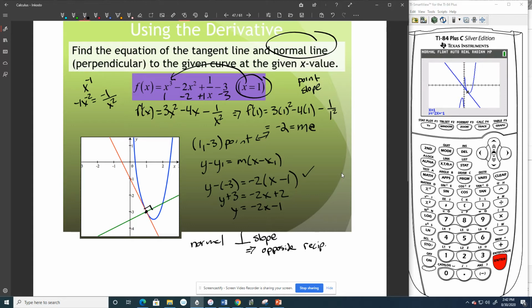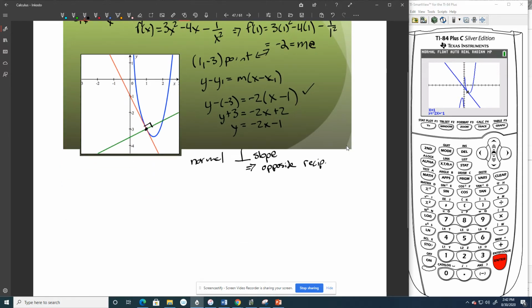So if my slope, let me scroll down a little bit, give us some space. If our slope is -2, I take the opposite reciprocal, which means I change it to a positive and I flip it over. So my slope is 1/2. So my formula here is going to be y minus, same thing, -3. We're using the same point, but instead of a -2 slope, we have a slope of 1/2 times x minus 1.